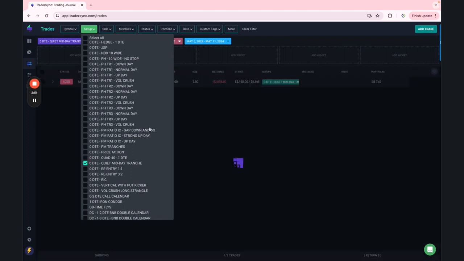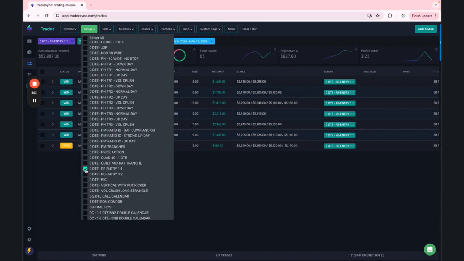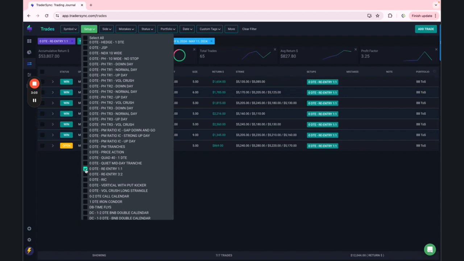Quiet midday tranche, had one day of those, net loser. A couple of those got stopped out, a couple were winners, minus 2,800. And then re-entries, one-to-one, this is outside my challenge portfolio. Again, all winners there.